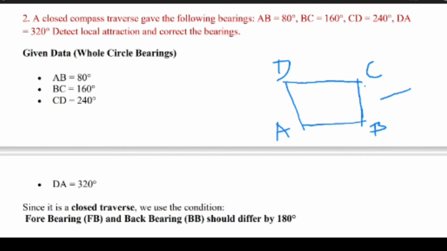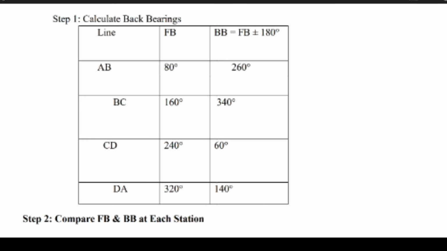So in the closed condition, fore bearing and back bearing should differ by 180 degrees. Otherwise, it will be affected by the local attraction. This type of problem I have explained in a previous video. Here we are writing the line and fore bearings: AB 80, 160, 240, 340, 320.